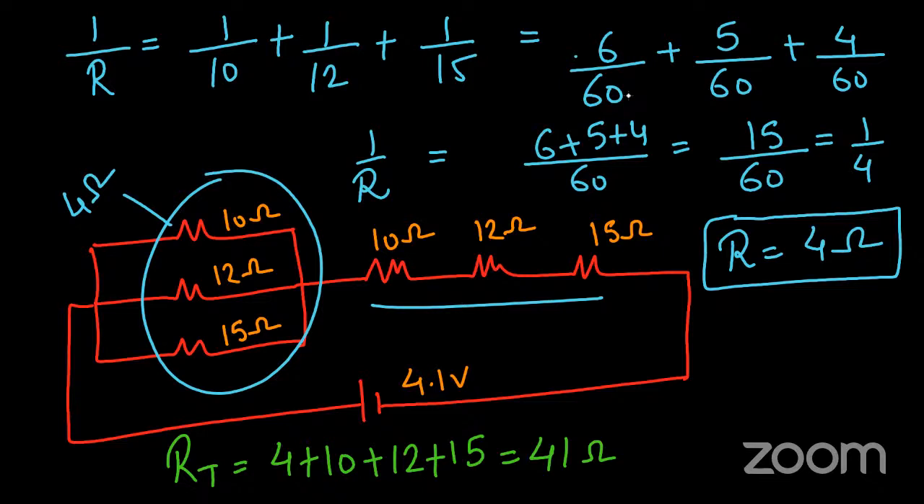We count how much current is flowing in the system, it is simple. V is equal to IR. So what is I? I is V upon R. How much is V? 4.1. And how much is this? 41. So what is the answer? 44.1 divided by 41. Okay, let me erase this, I will write again.